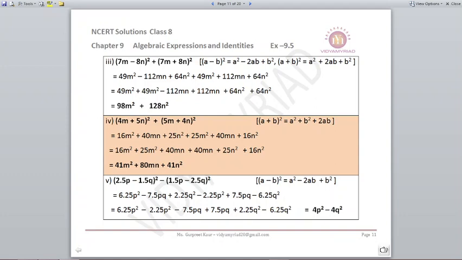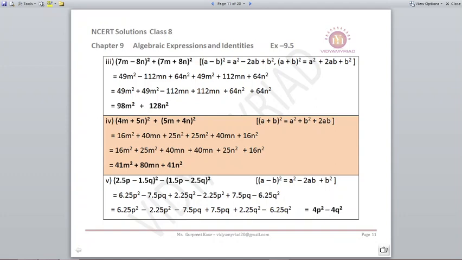Next is 4m plus 5n the whole square plus 5m plus 4n the whole square. In both the cases, I need to apply the formula of a plus b the whole square, which comes out to be 16m square plus 40mn plus 25n square plus 25m square plus 40mn plus 16n square. Now collect all the like terms. You have m square partners, you have mn partners, you have n square partners. So final answer comes out to be 41m square plus 80mn plus 41n square.